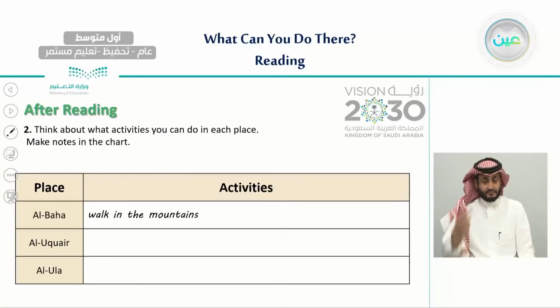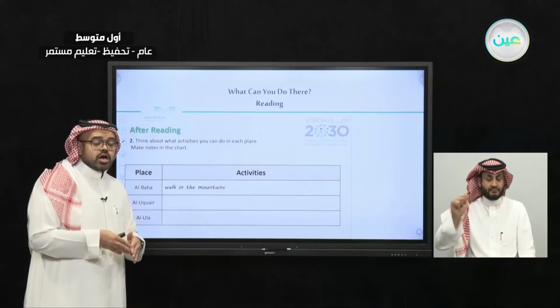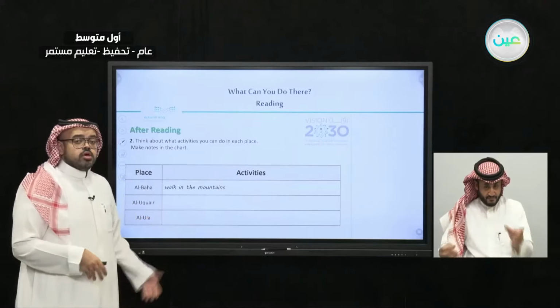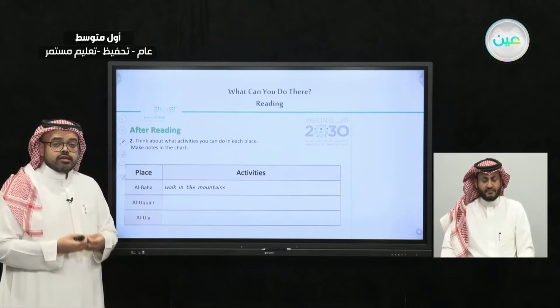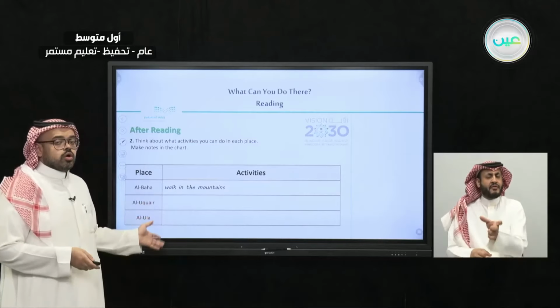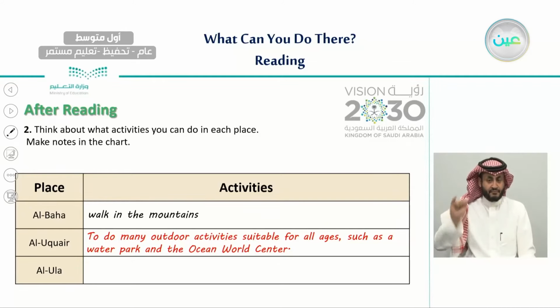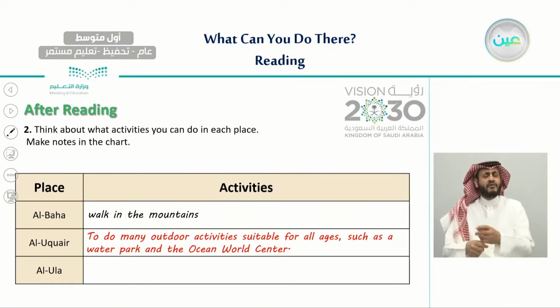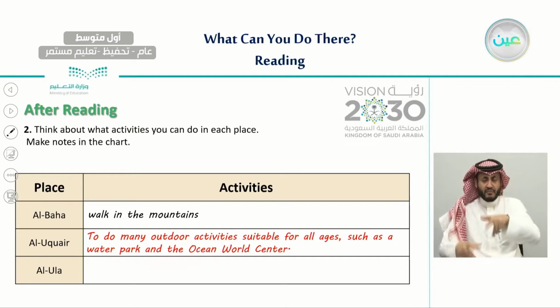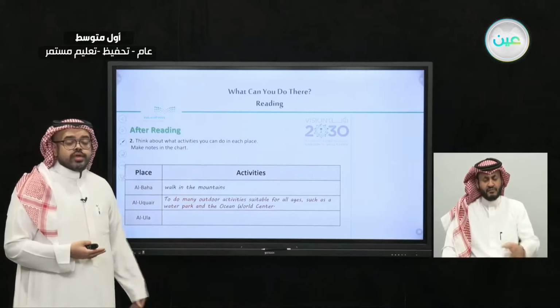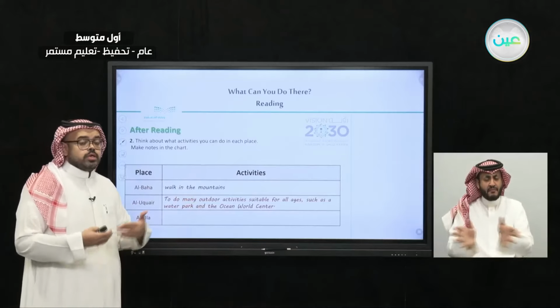For example, Al-Ugair. We said that Al-Ugair Beach is the place where we can go to enjoy family beach holidays, and this is a kind of tourism. So, what do you think? What kind of activity can we do when we go to Al-Ugair Beach? Very well. We can do many outdoor activities suitable for all ages, such as the water park and the Ocean World Center. We can do this. And also we can ride boats, we can swim, we can enjoy beach games.